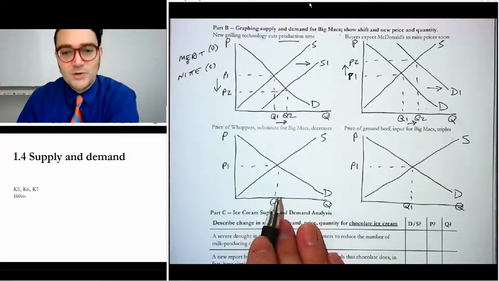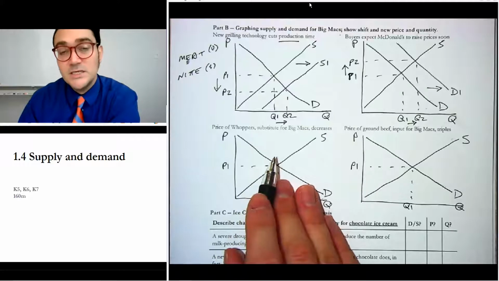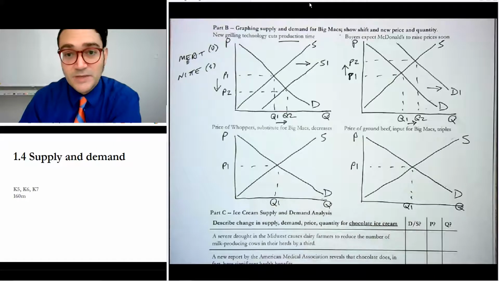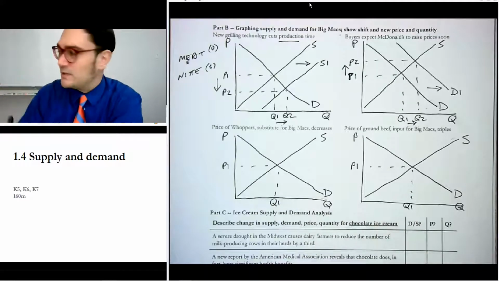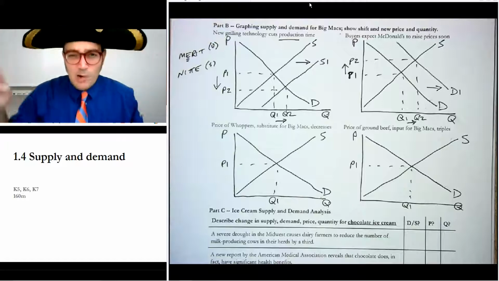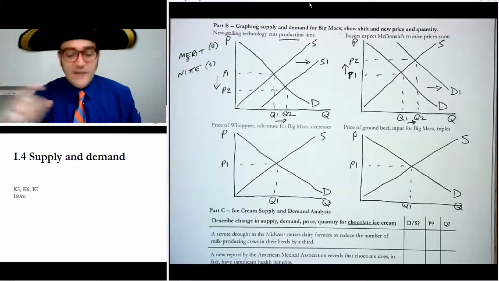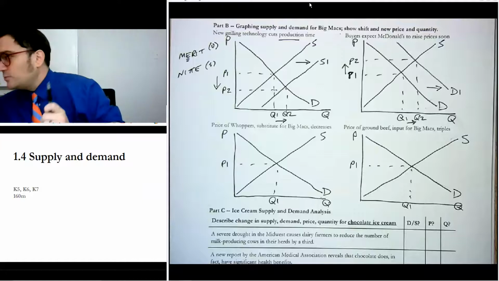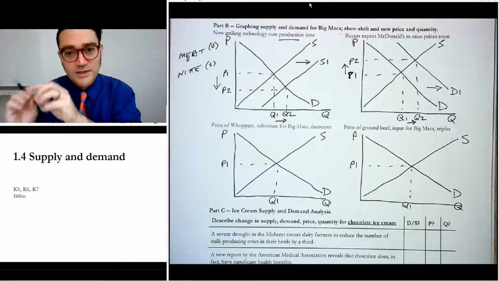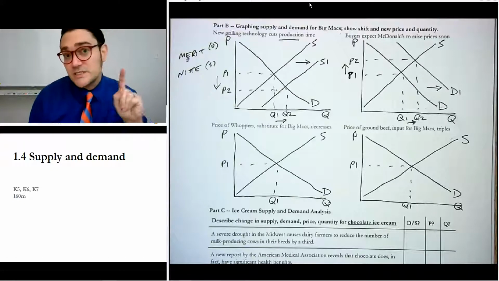The price of Whoppers, a substitute for Big Macs, decreases. And so this one is related goods. Remember, we still know that price doesn't shift the curve. That was kind of weak, sorry. I need my hat to do this. You can do this properly. Price doesn't shift the curve. When we talk about price, we're actually talking about the good in question, right? The Big Mac. But in this one, it's the price of the substitute.